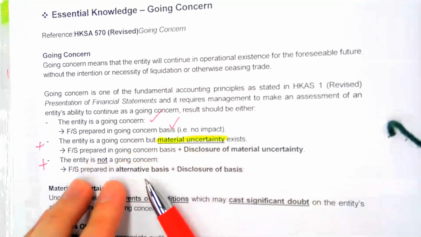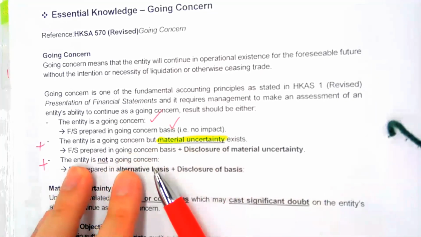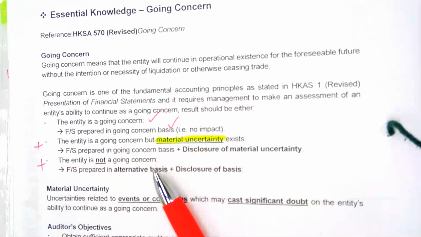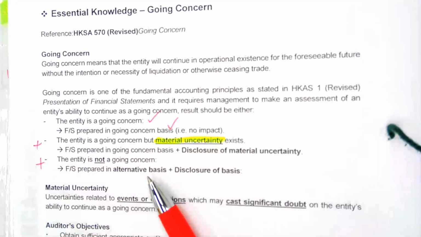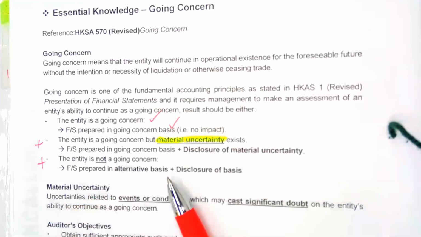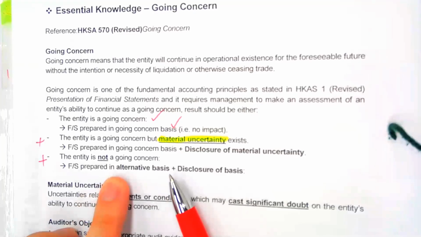And the last part here is that the entity is not a going concern. The financial statement cannot be prepared under going concern basis. Then you will need to switch to an alternative basis. You don't have to know what the alternative bases are. There are a lot of different bases you can pick other than going concern from an accounting perspective. For this examination, from an auditing perspective, you only need to know the one alternative basis. That's enough.